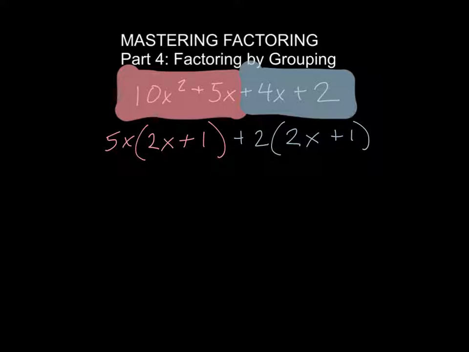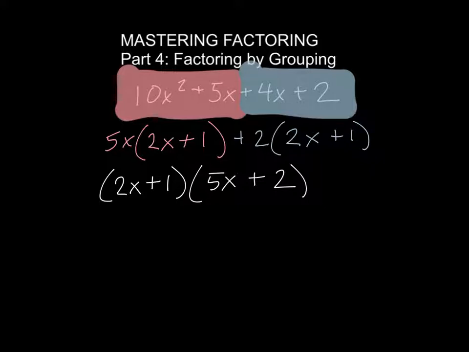It's in both places. So we can factor out that 2x plus 1 the way we factored out any other factor. So that will look like this. We'll pull it out on the left, 2x plus 1, and then we'll divide the left term by 2x plus 1, and the 2x plus 1s will go away. We'll be left with a 5x, and then we'll divide the right-hand term by 2x plus 1, leaving us with just this 2.